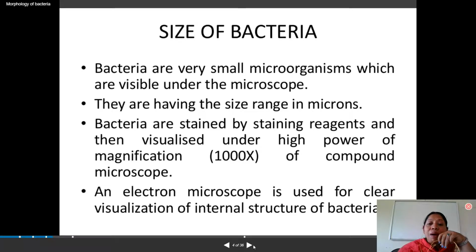Bacteria are stained by staining reagents and then visualized under a high power of magnification. We have to use 100x power to visualize it in a compound microscope. An electron microscope is used to get a clear visualization of the internal structure of the bacteria.